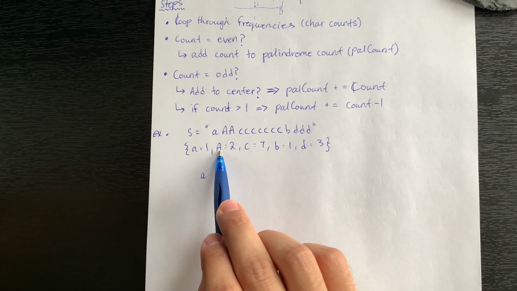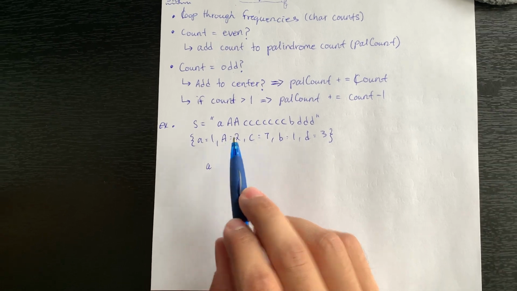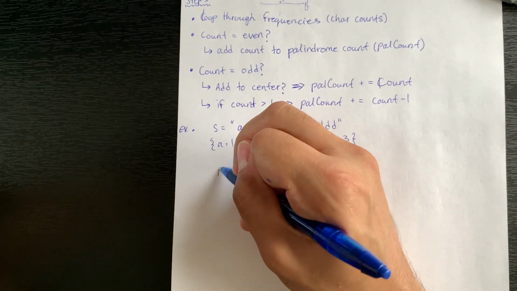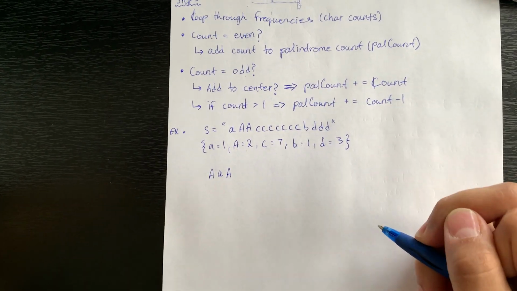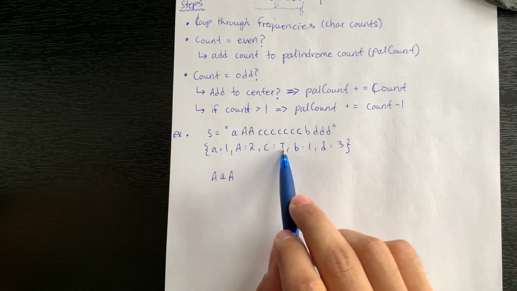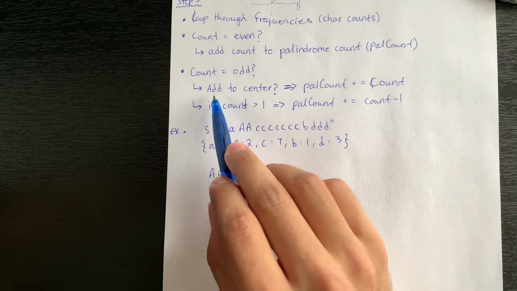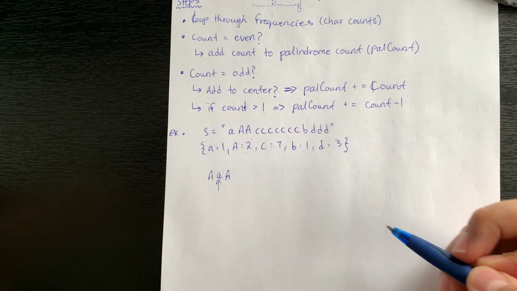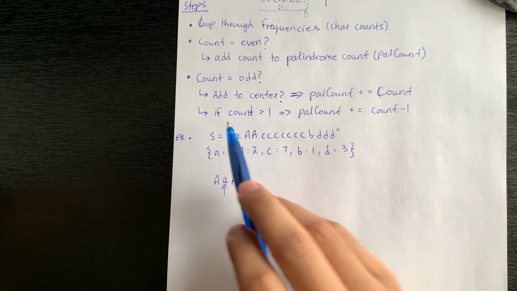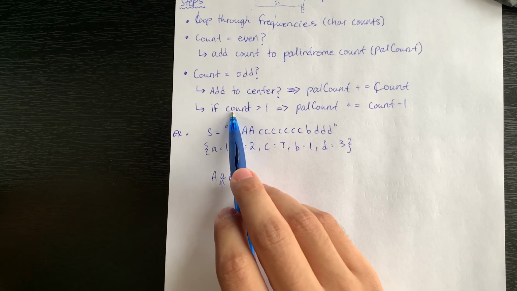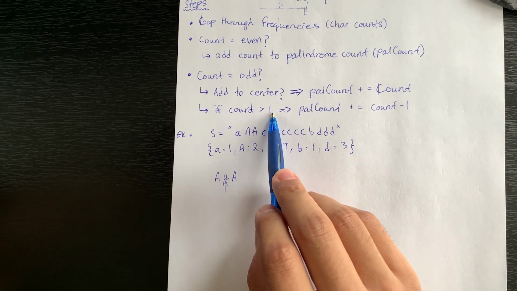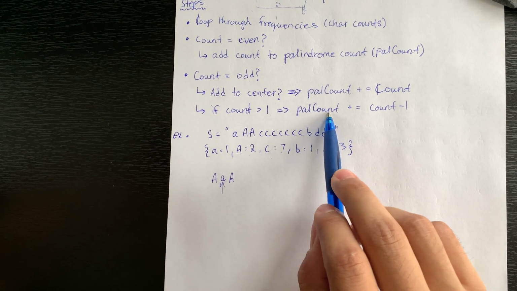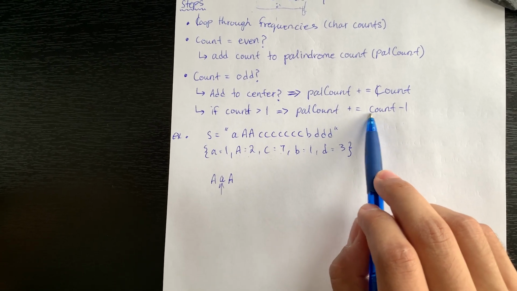Okay, so for capital A, it's an even number. So we can definitely add 1 A on either side of the palindrome. Now we have 7 C's. So what do we do here? Can we add it to the center? We've already added something to the center of our palindrome, so we're not going to do that. What we'll do is check here. The count of C's is greater than 1. So we're going to increase our palindrome count by the number of C's minus 1.